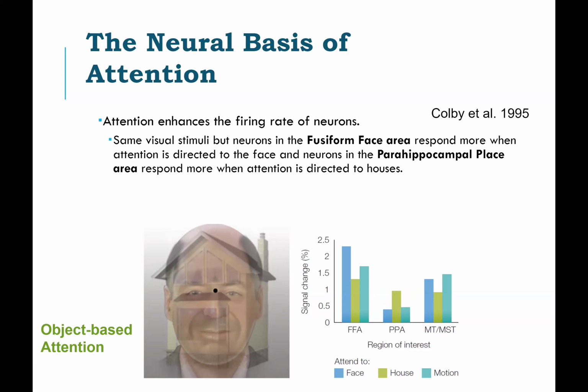Right? Does that make sense? So the cells that are more selective for the object, in this case, cells that are more selective for faces, are going to have a stronger response when you're attending to faces. Yeah?